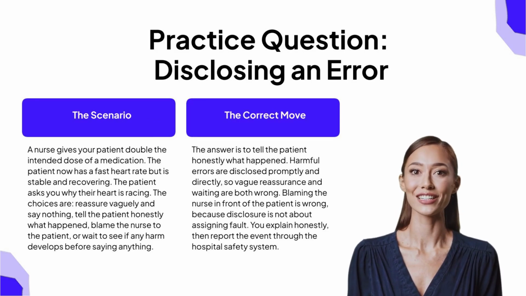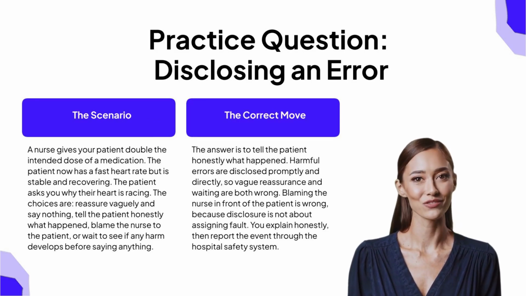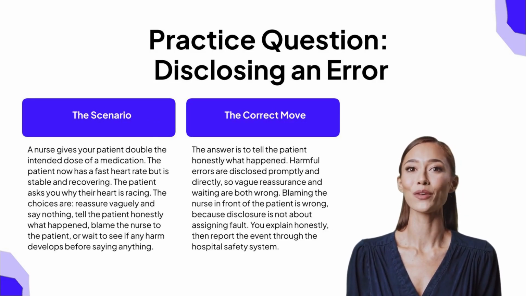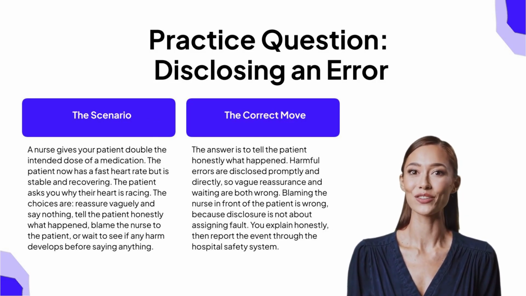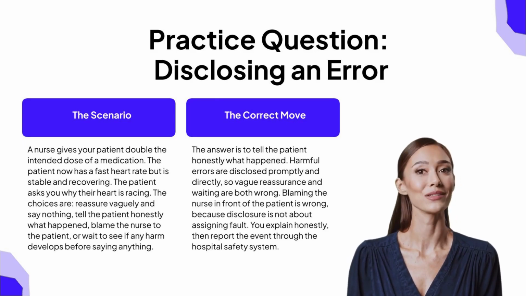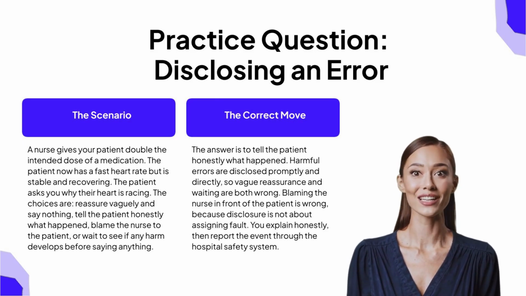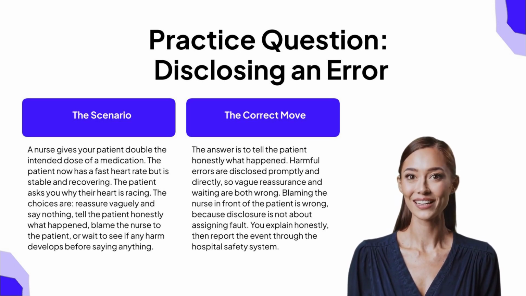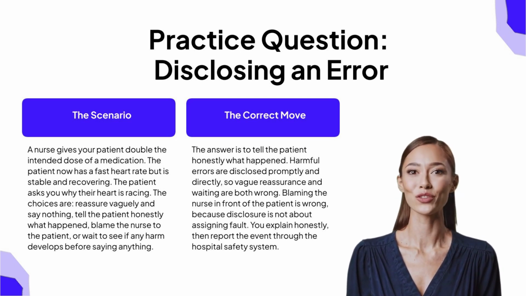A nurse accidentally gives your patient double the intended dose of a medication. The patient now has a fast heart rate, but is stable and recovering well. The patient looks at you and asks why their heart is racing. Your options are to reassure them vaguely and say nothing, to tell them honestly what happened, to blame the nurse directly to the patient, or to wait and see whether any real harm develops before you say anything. Think about the core rule before you choose.